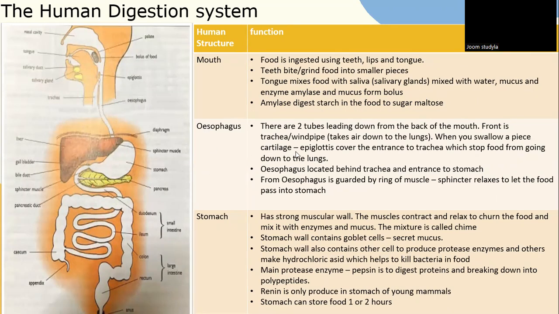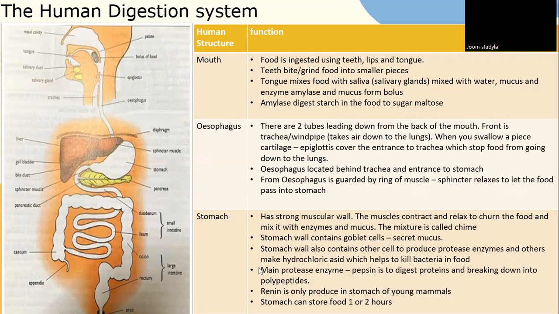The esophagus: there are two tubes leading down from the back of the mouth. In front is the trachea, or windpipe, which takes air down to the lungs. When you swallow, a piece of cartilage, the epiglottis, covers the entrance to the trachea, which stops food from going down to the lungs. The esophagus is located behind the trachea, and the entrance to the stomach from the esophagus is guarded by a ring of muscle. The sphincter relaxes to let the food pass into the stomach.